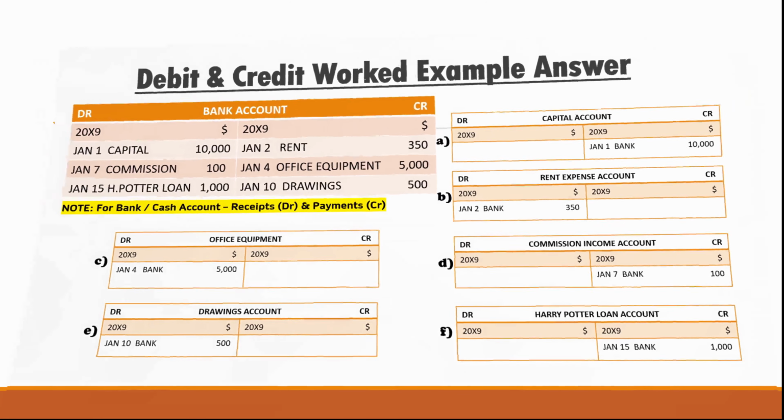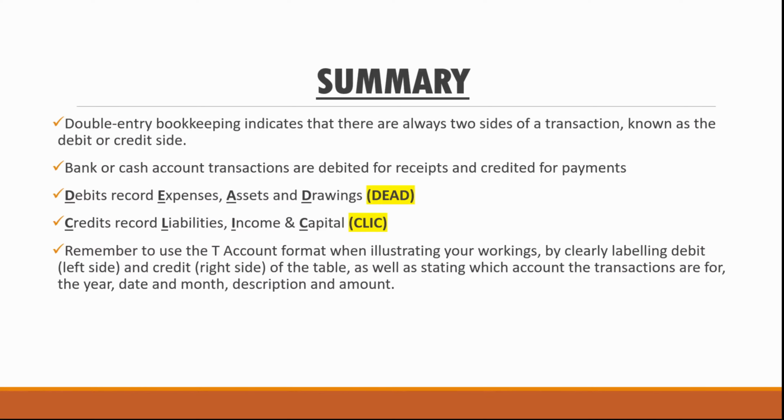Here are a few summary points on this video to remind you of what has been covered. Remember, double-entry bookkeeping will always have two sides to a transaction, which is where debits and credits come into play. To remember the general rules in recording a debit or credit, learn the acronym of DED-CLICK. This will help you know which side to show an increase in a particular type of transaction. Last but not least, remember to use the T account format shown in this video to illustrate your answer when asked to show the effect of different transactions in standard double-entry bookkeeping.